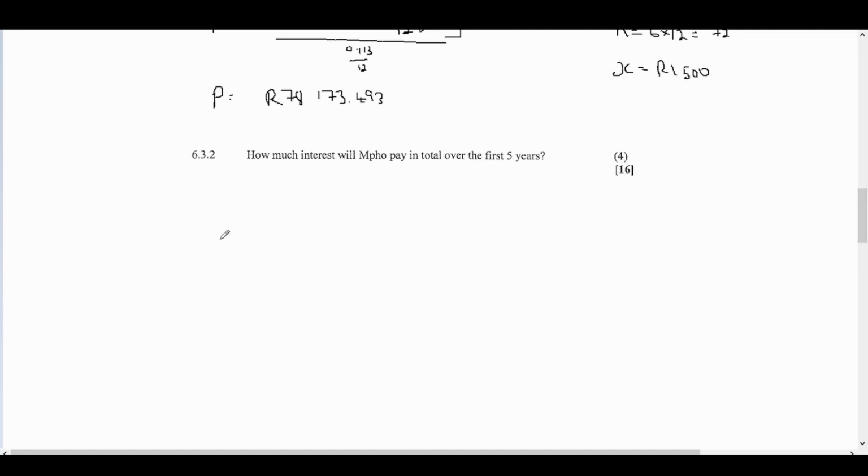So let me just do that quickly. So we know that he's paying 1,500 rand, and he's paying for a period of 72. So we can multiply this by 72, and if we multiply this together, the total amount that you can see he's paying back is 108,000 rand.